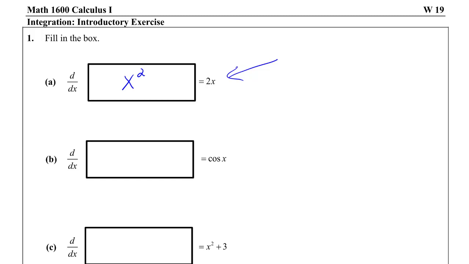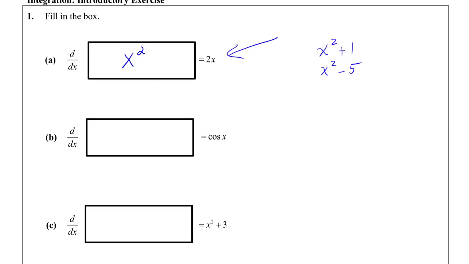Right? Now, interestingly, it turns out that that's not the only answer that works there. All the answers are going to look similar, but yes, we could have said x squared plus 1, or we could have said x squared minus 5. Those would have worked as well, but let's just think of filling it in with one answer that works right now. All right, so if we go to the next one, the derivative of some function is cosine x. Well, we remember that the derivative of sine x is cosine x.